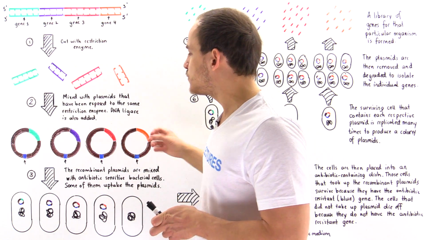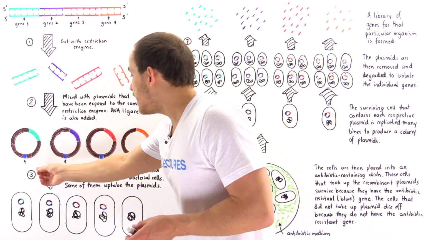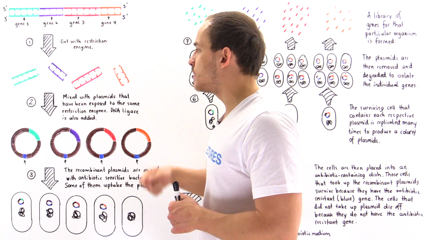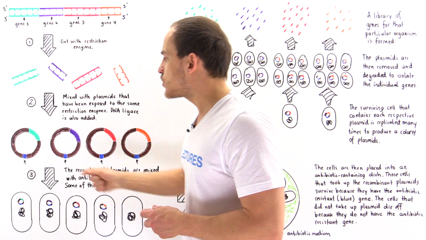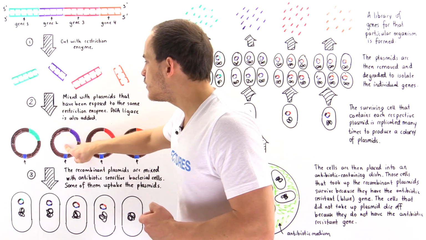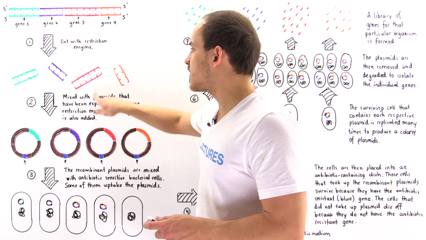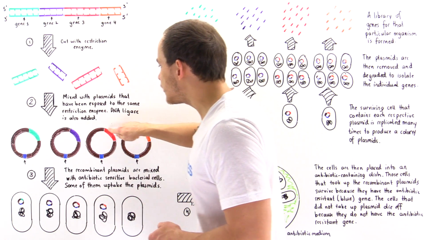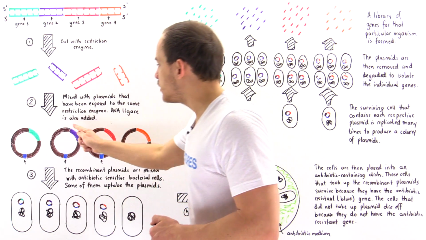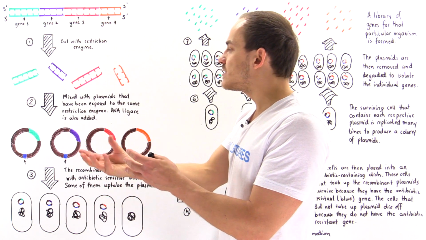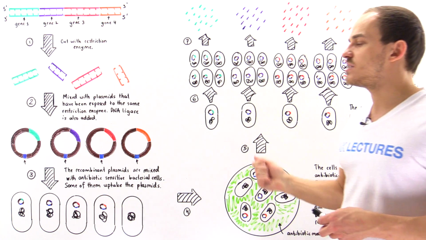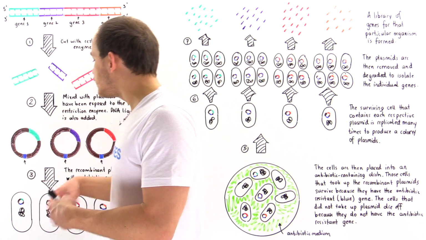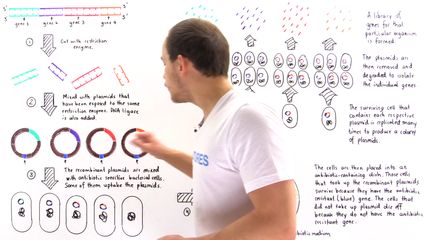So at the end of step 2, we now have these 4 different types of plasmids where each one of these plasmids carries its own gene. So this carries the green gene, this carries the purple gene, this carries the red gene, and this carries our orange gene, where these sections here are our genes, and these brown sections are the rest of the DNA sequence of that particular plasmid.